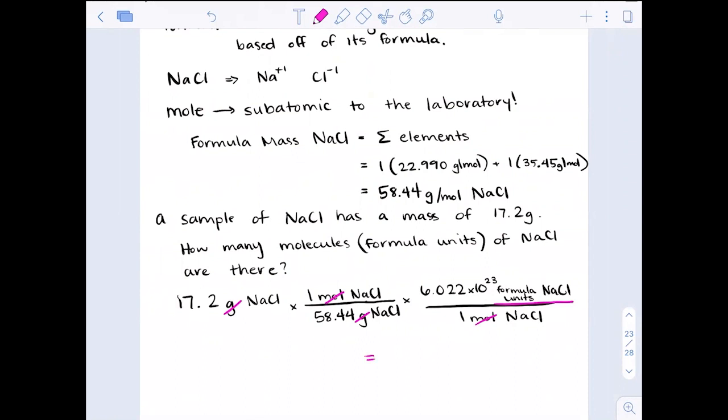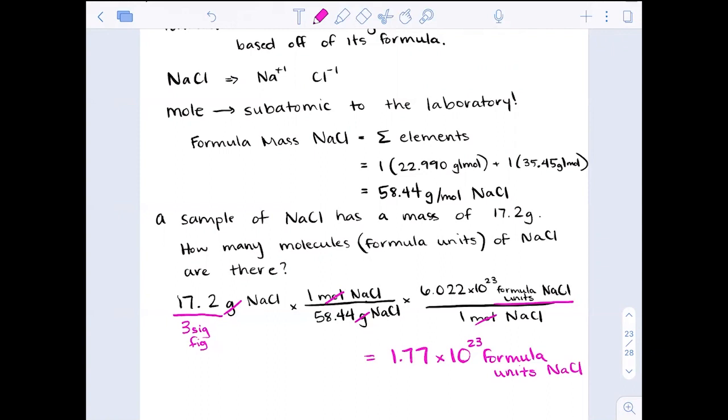And what we really want to make sure, again, is we revisit the idea of significant figures. Again, a molar mass, a formula mass, just like a unit conversion, will always be an infinite number of sig figs. So here, our measured value will be our 3 sig figs: 1.77 times 10 to the 23rd formula units of NaCl.